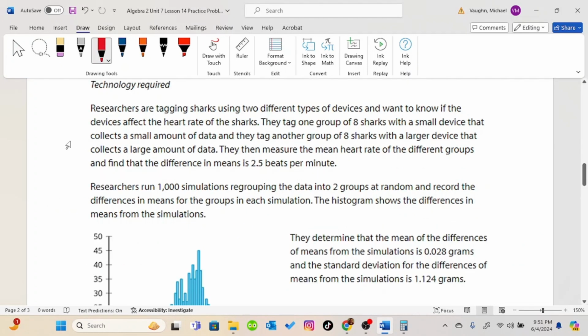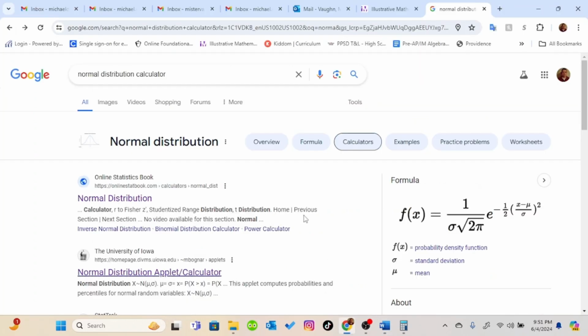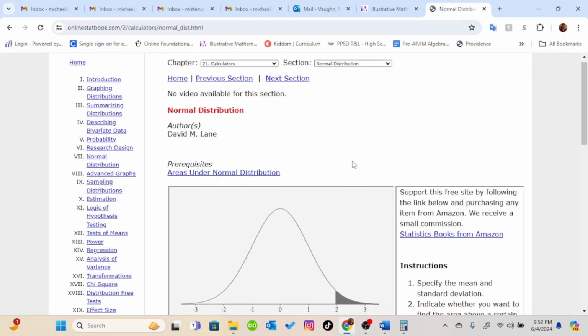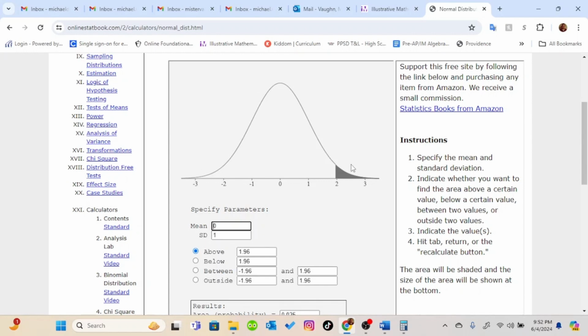On page 2, this one says technology required. So what you're going to do is a Google search for a normal distribution calculator. And then you can pick any of them that come up. I'll take the first one. And this is what we'll use on some of these questions.